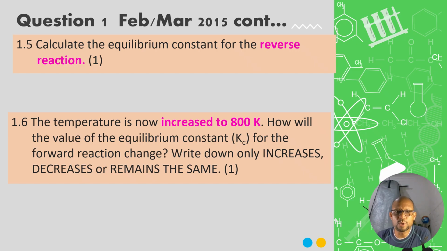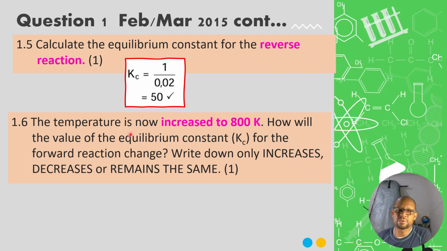1.5, calculate the equilibrium constant for the reverse reaction. Now, this is a question that they've asked a few times. The reverse reaction, very simple, it's the opposite, or it's the inverse of what we have calculated before. And in this case, Kc for the reverse reaction will be your previous answer, but you're going to get the inverse, so that will be 1 divided by 0,02, and that gives me 50 as an answer. Now remember that 0,02 was part of our calculation, but it's not what we calculated, it's what was given to us in the beginning of the question. So we're going to take that value.